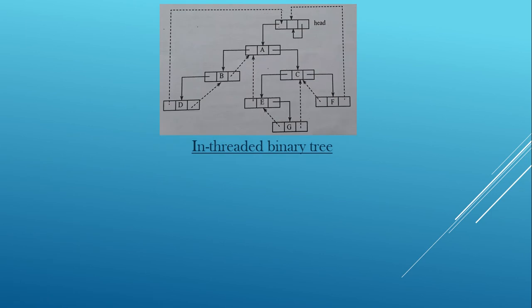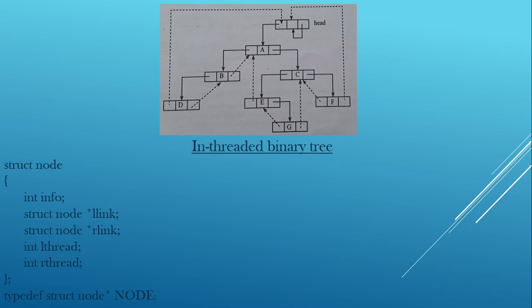Now this is an in-threaded binary tree. An in-threaded binary tree is the one which is both left in-threaded and right in-threaded. So its structure is int info, struct node *Llink, struct node *Rlink, pointer to the left subtree, pointer to the right subtree, and Lthread and Rthread, where 1 indicates a thread, or else 0 indicates an ordinary link.